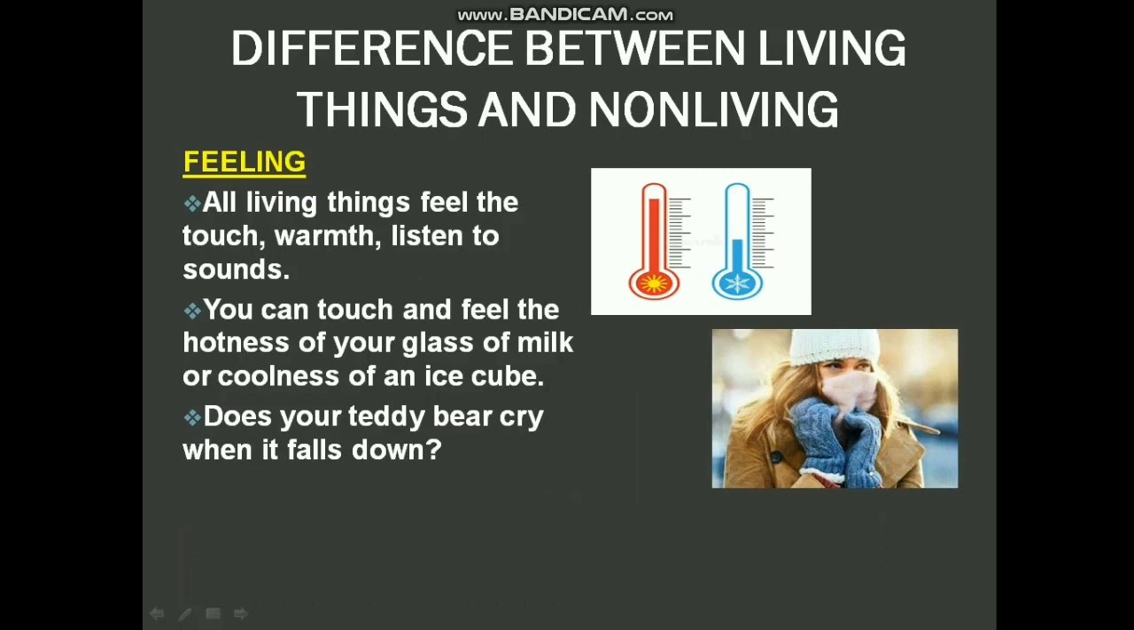Now the next difference is on the basis of feeling. All living things feel the touch, warmth, and listen to sounds. You can touch and feel the hotness of your glass of milk or the coolness of an ice cube. We feel hot during summers. We feel cold during winters. We also feel hurt when somebody slaps us or hits us. So we are living things because we feel.